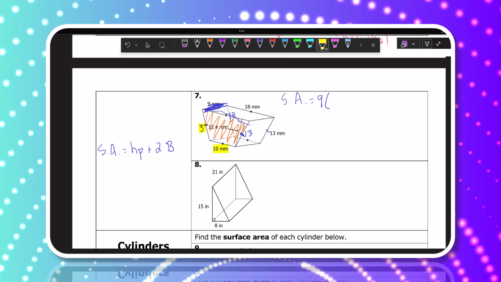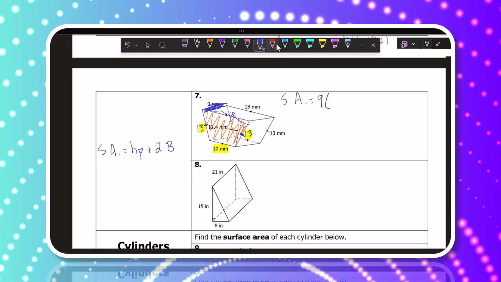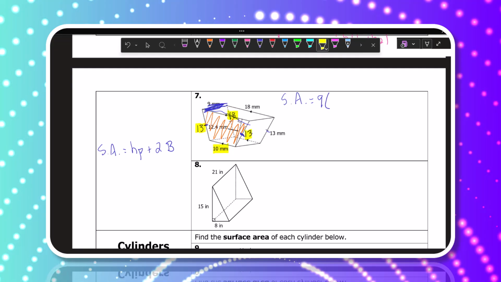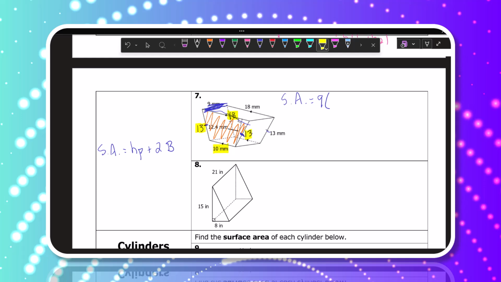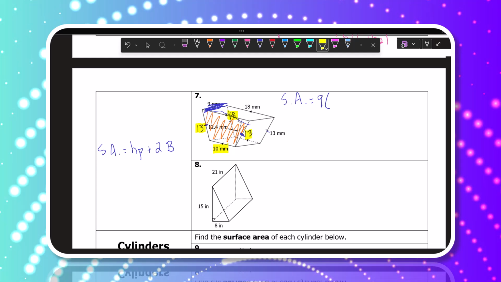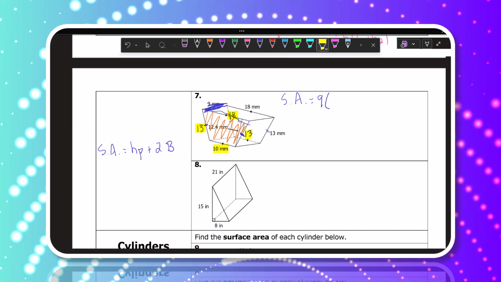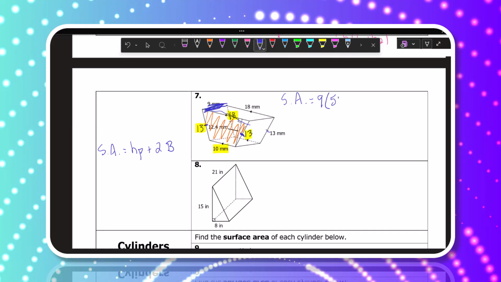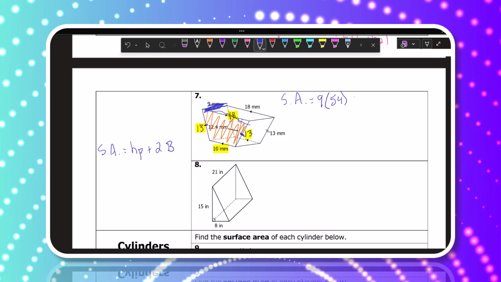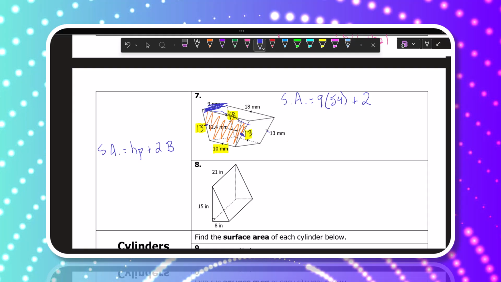So 10, oops, not 3, 13, 2 13s, an 18, and a 10. So when we add all those up, we get 31, 44, 54. So that is our perimeter of the base. Plus 2 times our base area. Well, the base is a trapezoid again.